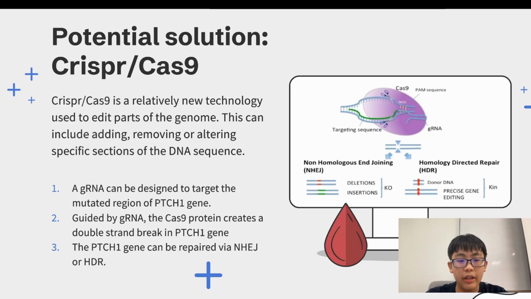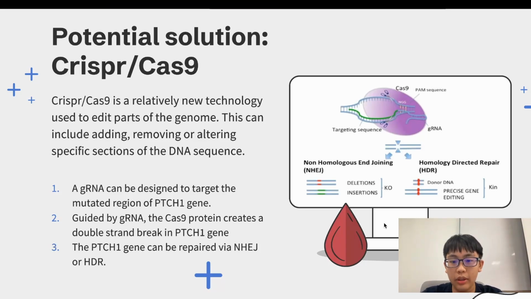First, a guide RNA can be designed to target the mutated region of the Patch1 gene. Guided by the guide RNA, the Cas9 protein then creates a double-strand break in the Patch1 gene. The Patch1 gene can be repaired via non-homologous end joining or homology-directed repair.